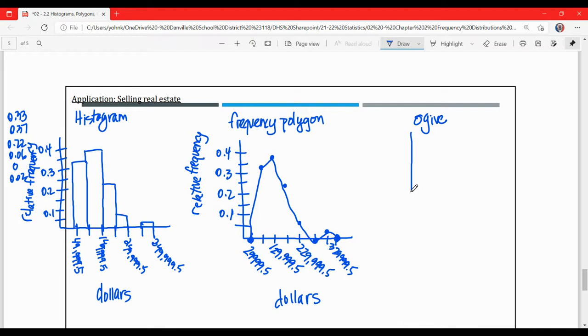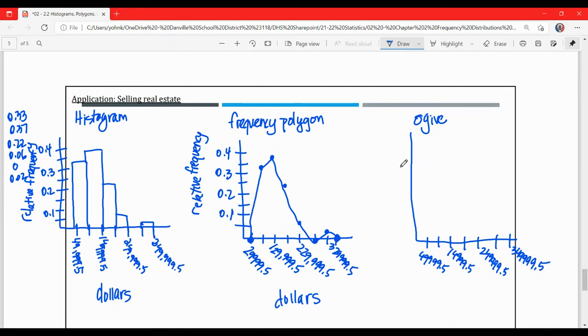Nice thing about once you get to the ogive is you can just kind of copy what you labeled the bottom with. 49, 149, 249, 349. No, regular 49. And then 149.5, 249.5, 349.5.